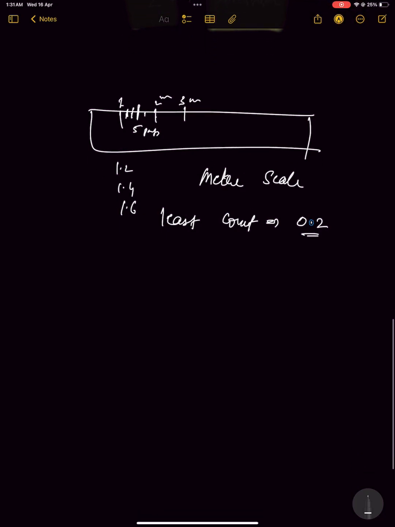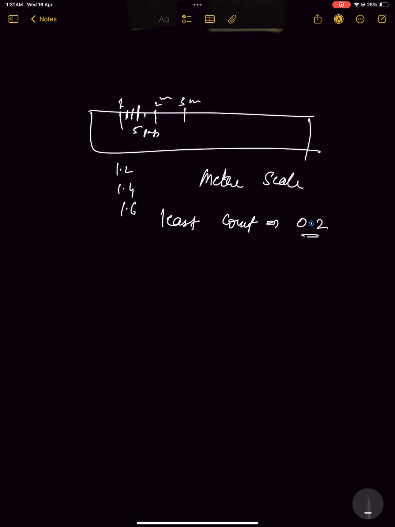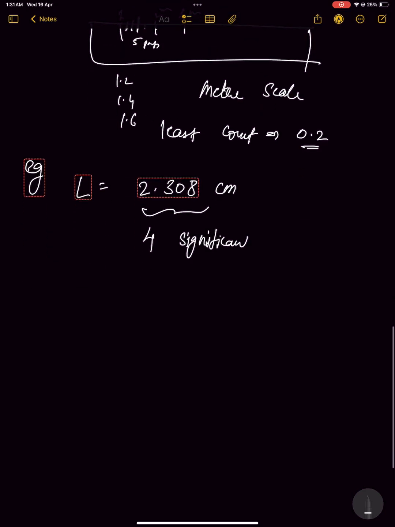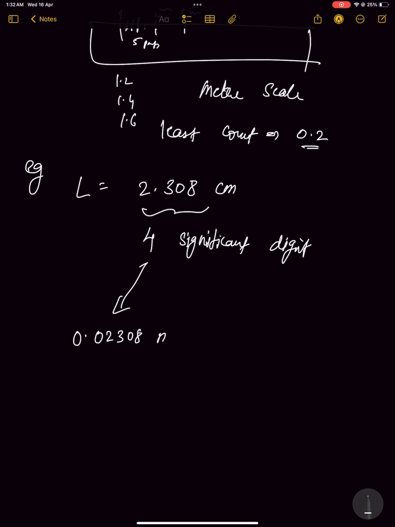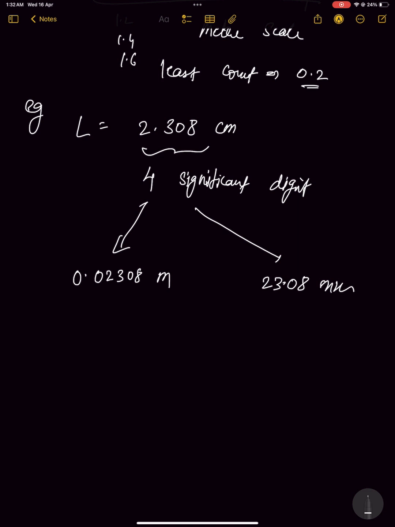If we talk about significant figures, a change of different units does not change the number of significant digits or figures in a measurement. Okay, let's say for example the length 2.308, right? This is in centimeter. So it has 4 significant digits. So this same value can be written as 0.0308 meter, and this can also be written as 23.08 mm. So all these numbers have the same number of significant digits, 2308. So this shows that the location of the decimal point is of no consequence in determining the number of significant figures.